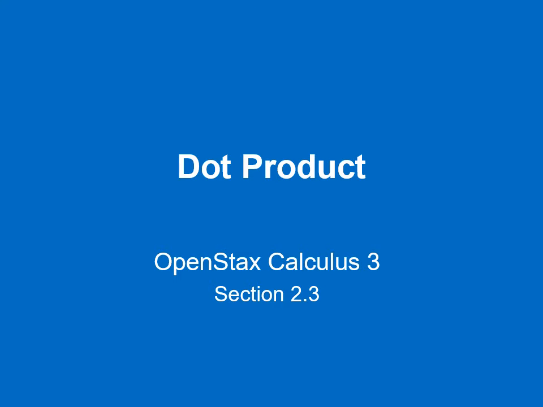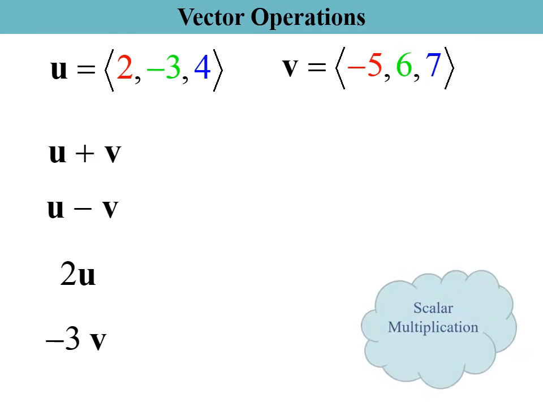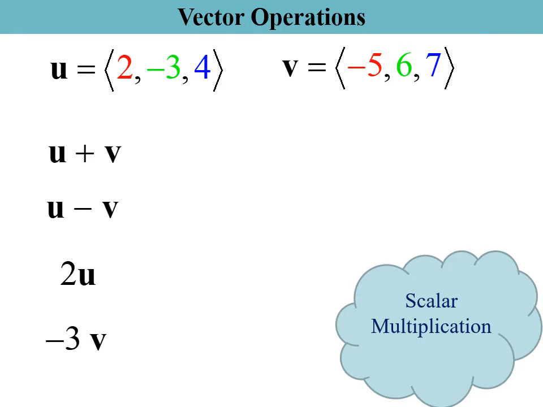Think of vectors as the new world of mathematics. The new world with some familiar names, but with things working slightly different. In an earlier section, we studied a few vector operations, such as adding and subtracting, and multiplying vectors by numbers, which is called scalar multiplication.